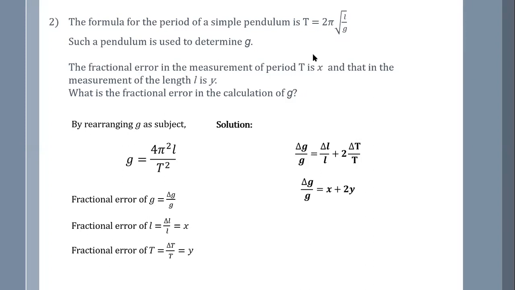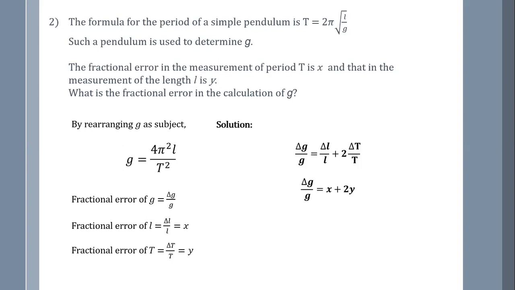So fractional uncertainty means changes of T over T. Changes of T over T is Y. Fractional uncertainty for L is X, so changes of L over L is X. The question is, what is the fractional uncertainty for G?